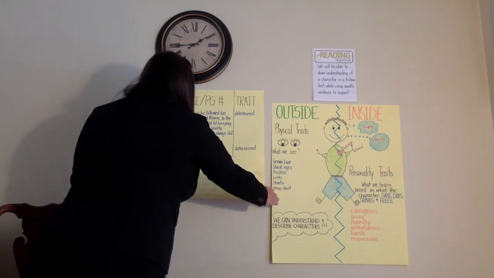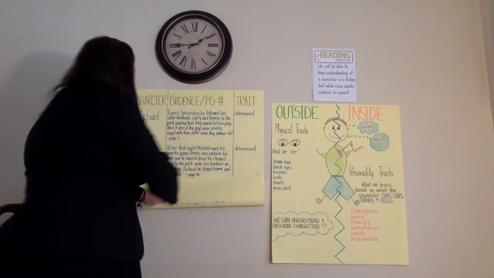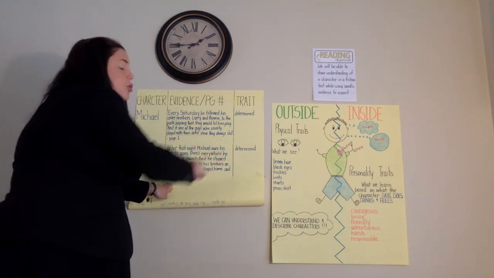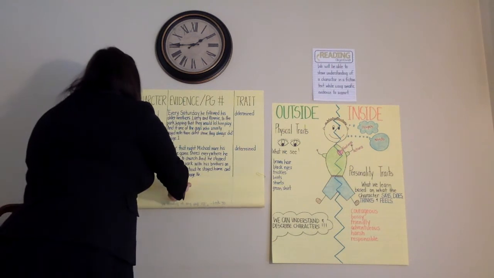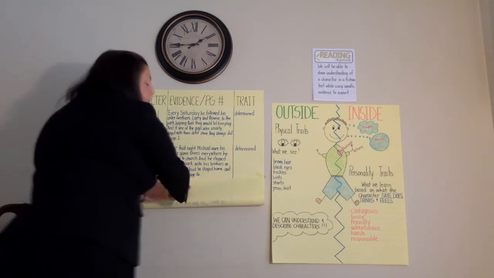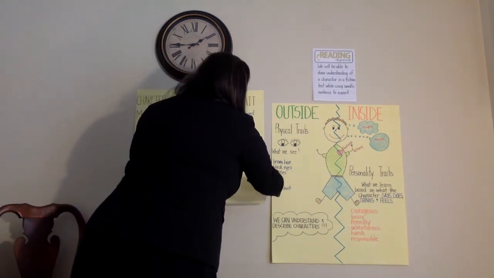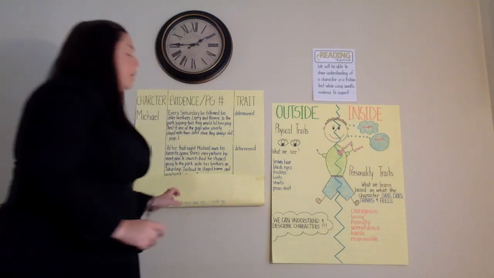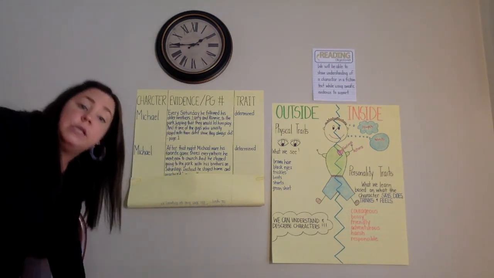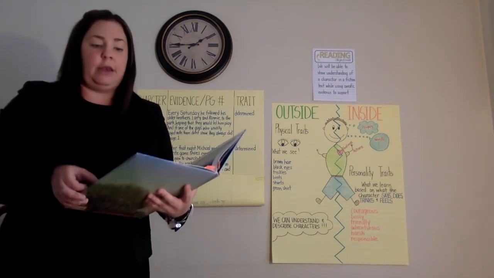So we want to show the character, the evidence that we found, and the trait is still determined. Michael is a determined character. His actions show us that he is determined to become the best basketball player he can. Okay? So making sure that we find that page, making sure that we put the page number down is really important so that it's easier to find later on.